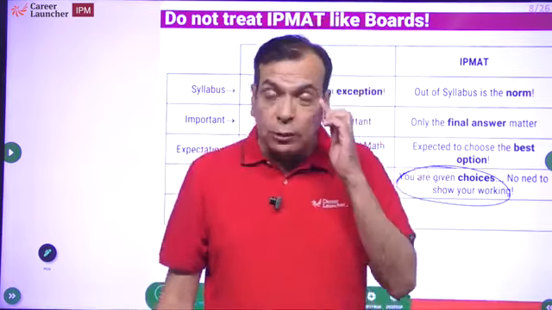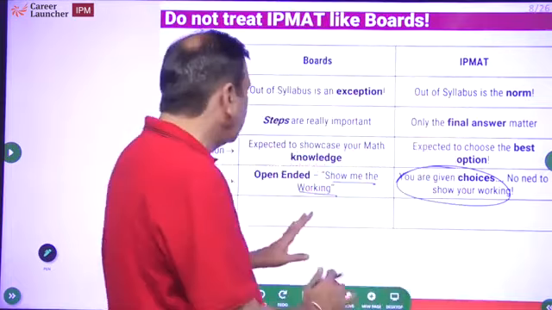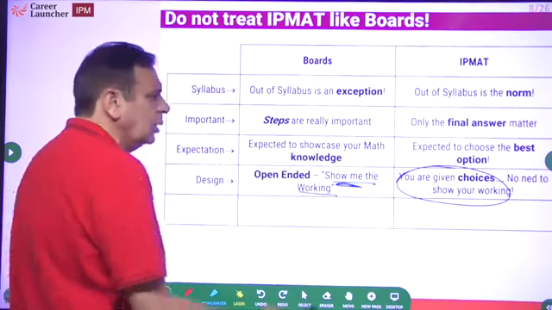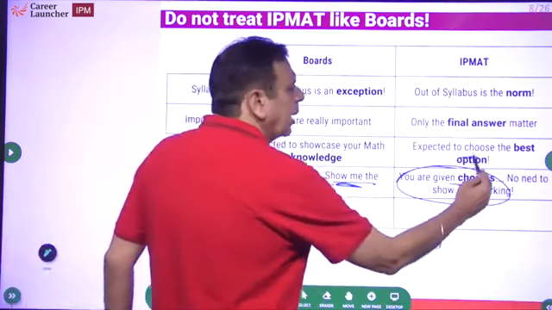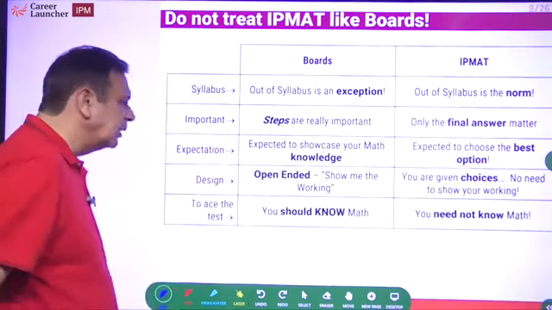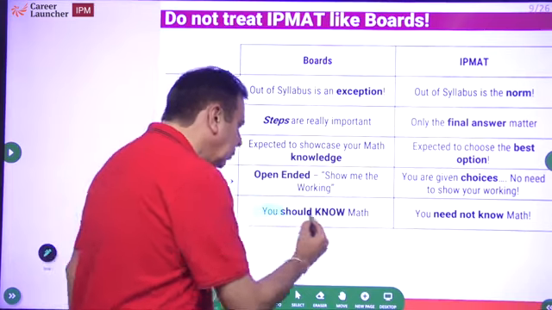Or even if it is a short answer question which has got no choices, you just have to write the answer. So to me, that show me the working is a pointless thing. You don't need to show the working at all. Your focus has to be on picking up the best option. It is only the final answer that matters. And finally, you need to know maths here. You need to know maths.